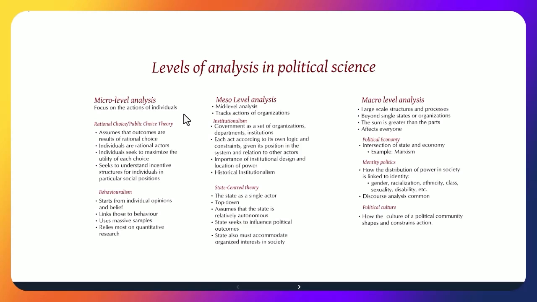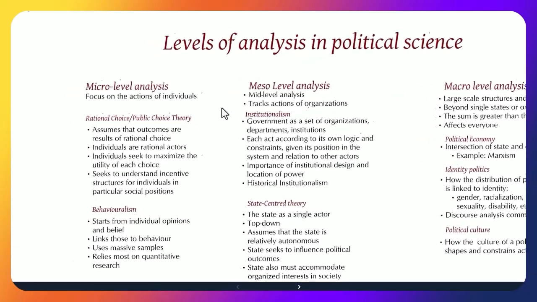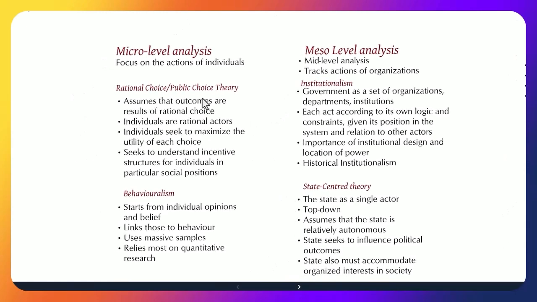So let's start with micro level analysis. This is the type of theory that focuses on the actions of individuals. I have here included rational choice, public choice theory, and behavioralism. So on this level, the spotlight is on the individual. What is the individual doing? It can include things like the personality or personal history of the individual, sometimes zeroing in on the single politician or the single person who is responsible within an organization, their beliefs, their skills, their capacities and preferences, and so on.